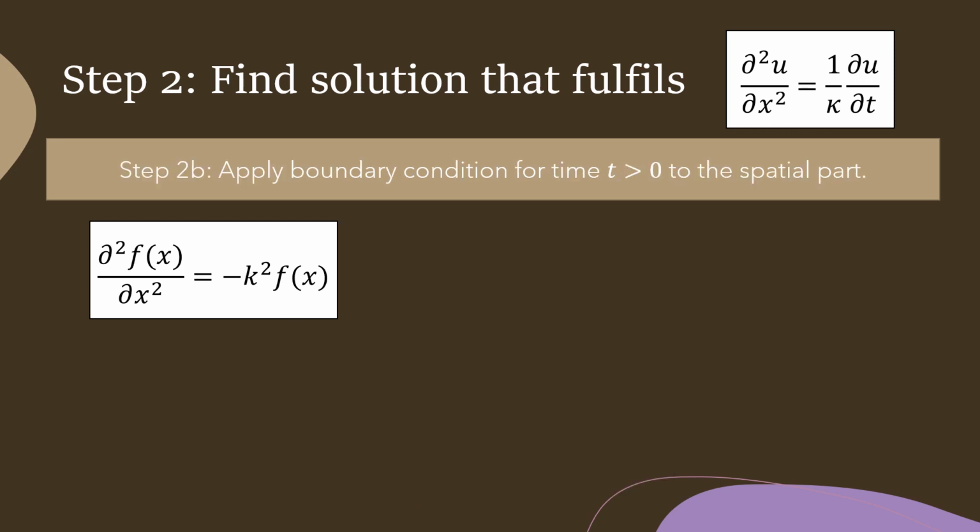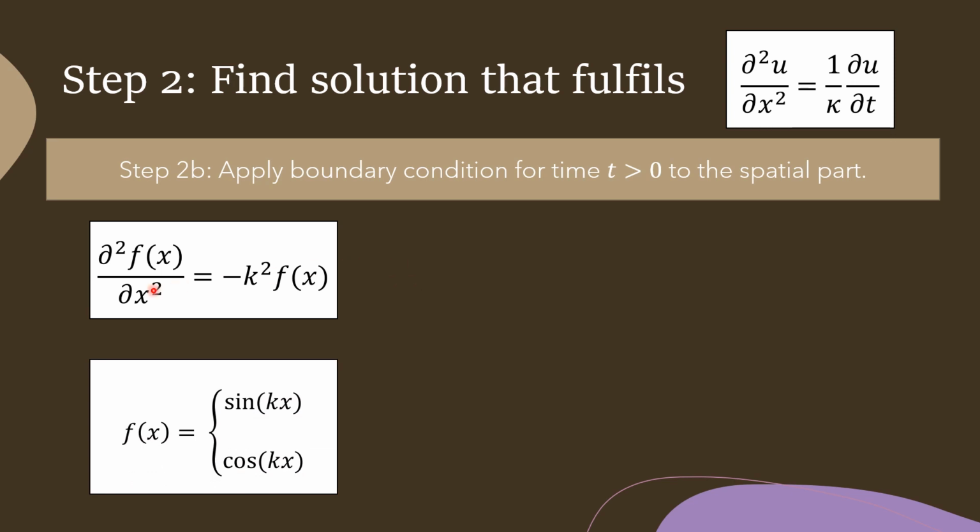So then we go to the second step, step 2 still, but this is 2b. Now we are going to apply the condition for time t larger than 0 in order to find our coefficients, the constants. So what do we do? We will try to find the solution that fulfills this equation, and we see that the function can be either a sine function or the cos function.